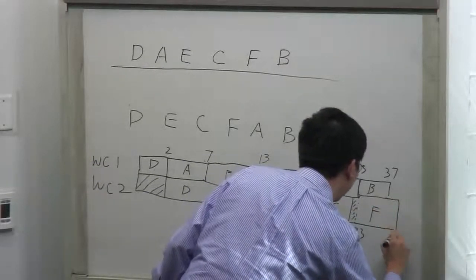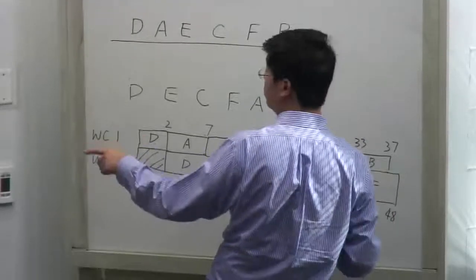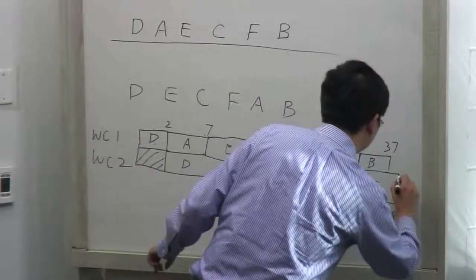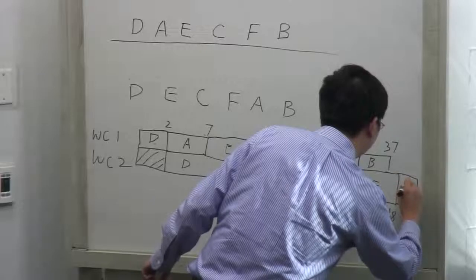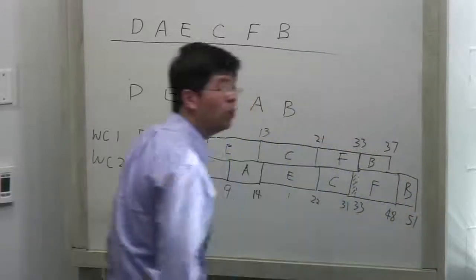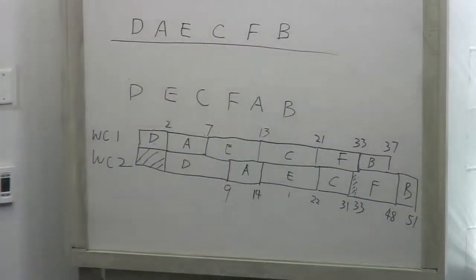So at 48 we finish F. The last one is job B, 3 hours. Finally, we spend 51 hours to finish all these 6 jobs. So if I ask you, what's the total completion time or makespan time? That's the result, 51 hours.